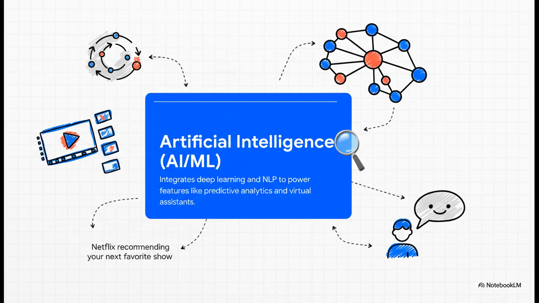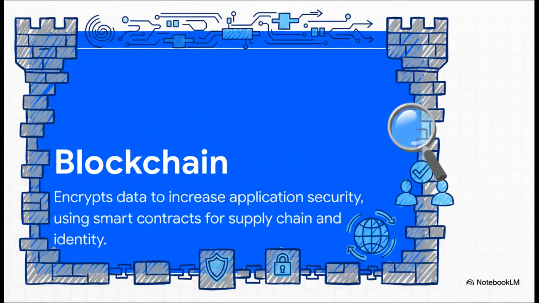It's what powers predictive features, like how Netflix just knows what show you want to binge next, or those helpful chatbots that guide you through a service. Then there's blockchain. And look, forget crypto for a second. In the app world, this is like a digital fortress. It provides this incredible layer of security for transactions and data, and it enables things like managing a supply chain or even creating a secure digital ID.